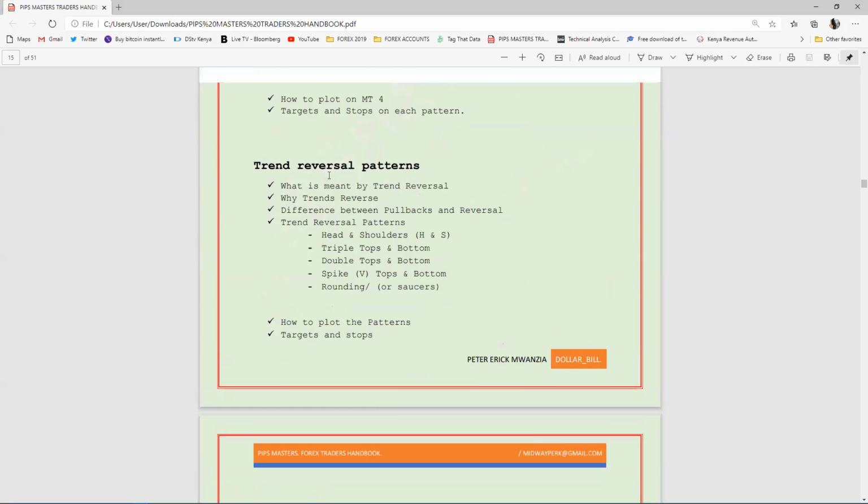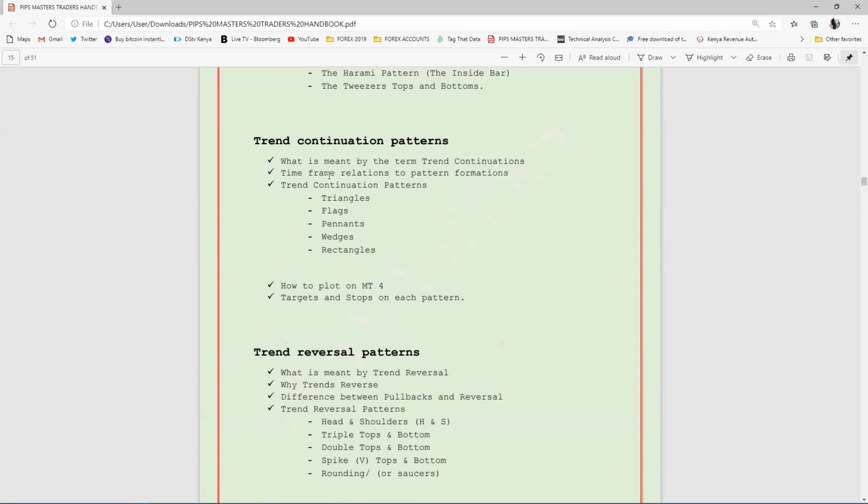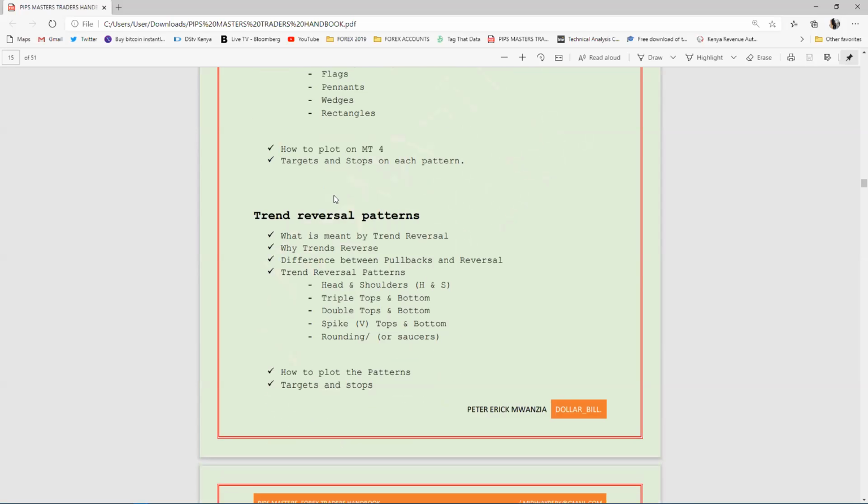Then you need to understand what we mean by trend continuation and trend reversal. You need to understand when the market is likely going to turn, and when the market is likely going to just form a consolidation, then continue with the same trend, okay? Can you differentiate between the two? Can you plot your triangles and flags, okay? Can you spot your head and shoulders?